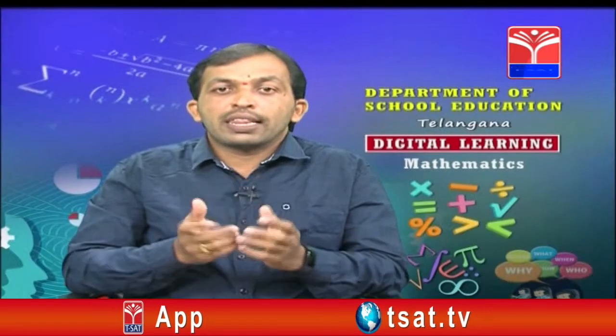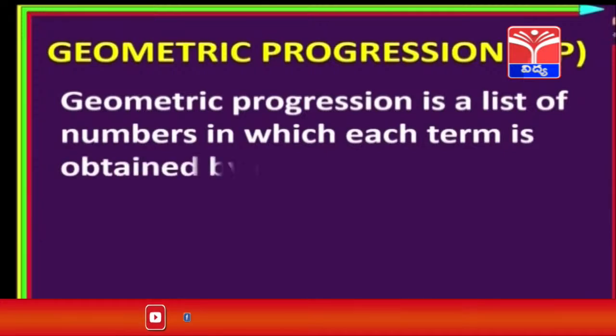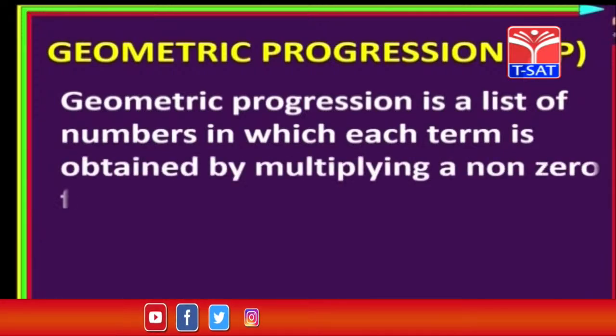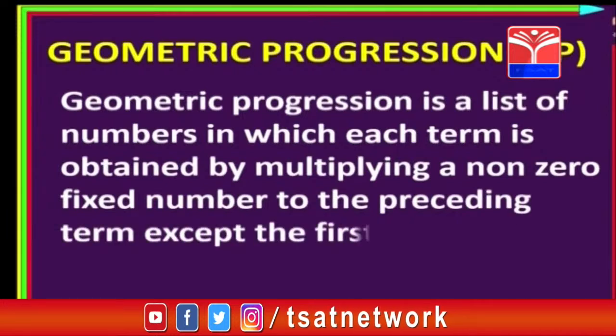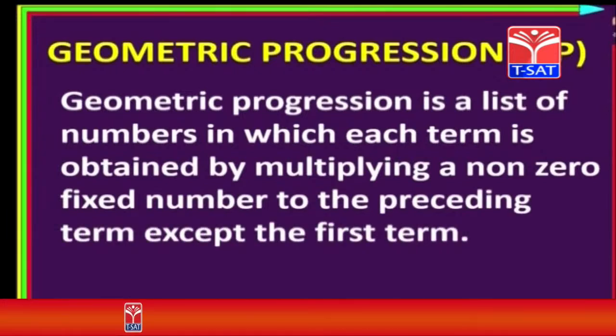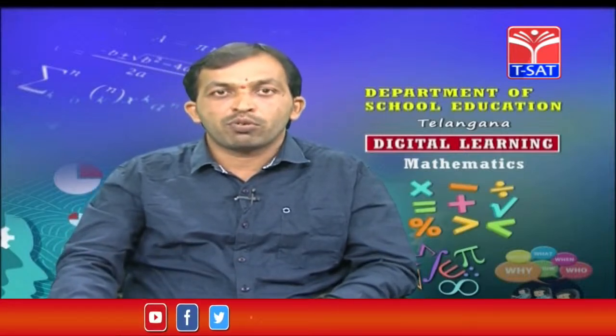A geometric progression is a list of numbers in which each term is obtained by multiplying a non-zero fixed number to the preceding term, except the first term. Just now we have seen in the examples. So by multiplying a fixed non-zero number we get the next terms, except the first term. That is the definition of geometric progression.